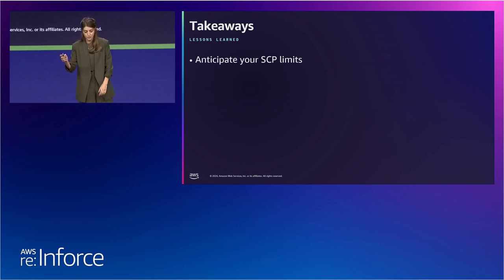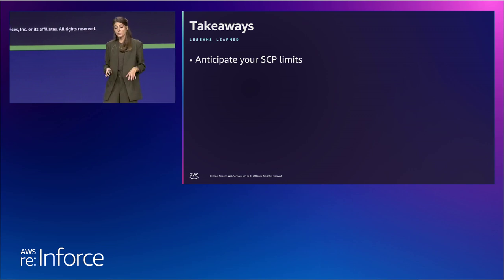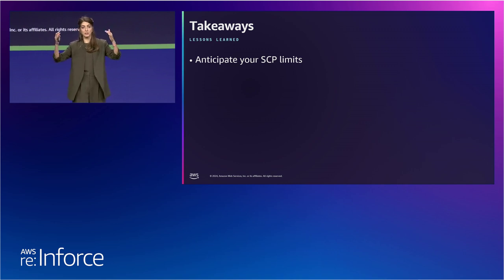Anticipate your SCP limits. We have been burned by this many, many times. So at Capital One, we do have a suite of testing for our SCPs. And because of where we placed our SCPs in the tree, it had a higher blast radius than just applying an SCP at an account level, for example. So make sure that you have a suite of testing, anticipate your limits, especially if you're a company that has a ton of scale. That could be a problem for you and something you need to consider.